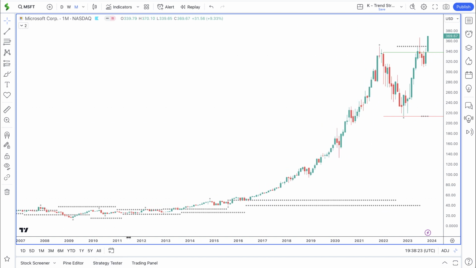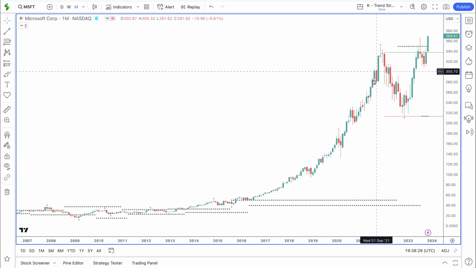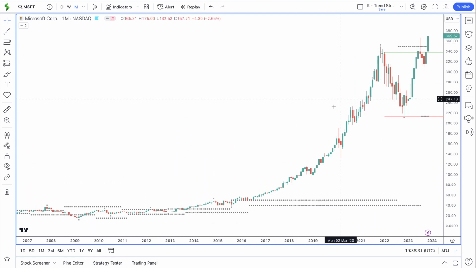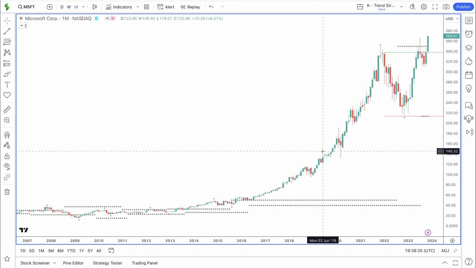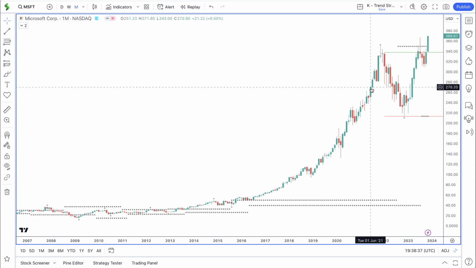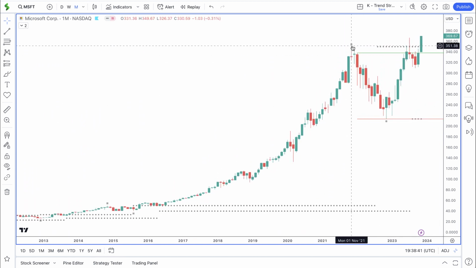We saw this rally from, if we look all the way back in 2009, all the way through to 2021. There were some areas of consolidation along the way up and some deep declines, but price overall was headed to the upside. This is the largest correction we've seen in the stock's history for some time.